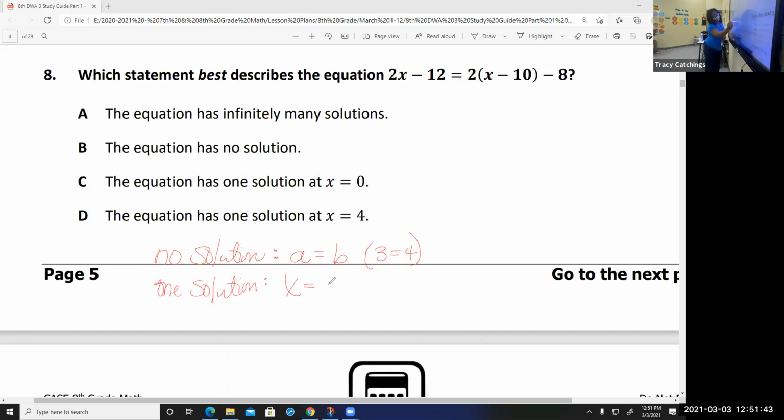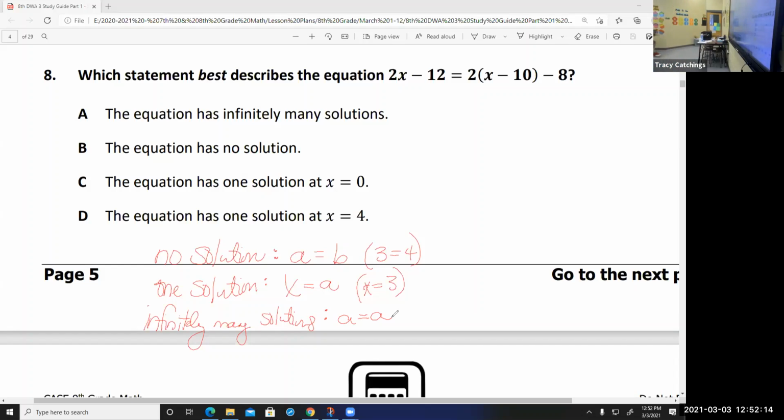I would get one solution if it looks like X equals A, in other words, X equals some number. So anytime I can solve for X and get a number, I have one solution. Infinitely many solutions is when I get something like A equals A, in other words, the same thing on both sides. So those are the kinds of solutions.